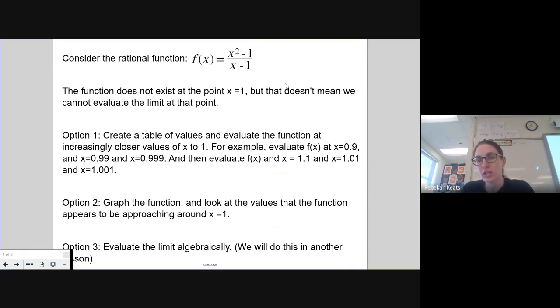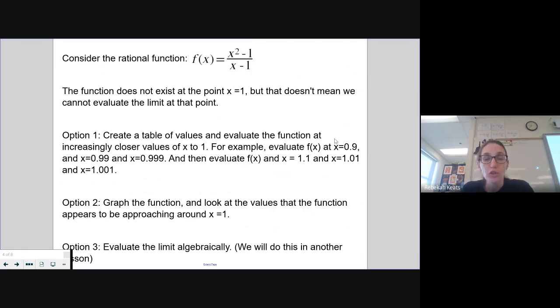So evaluate your function at 0.9, at 0.99, at 0.999, and evaluate it on the other end as well. In the last lesson, when we looked at the secant lines, we looked at points above point P, and then we looked at values below. Same thing here: you'd evaluate from both sides to see if you are approaching the same point or going in different directions. So again, you could evaluate at 1.1, 1.01, and 1.001. That would be one way you could do it, tabularly.